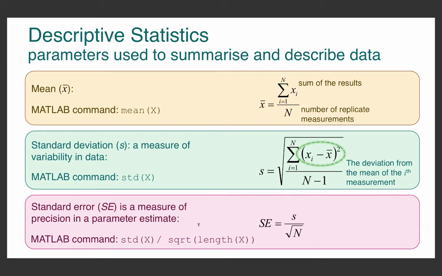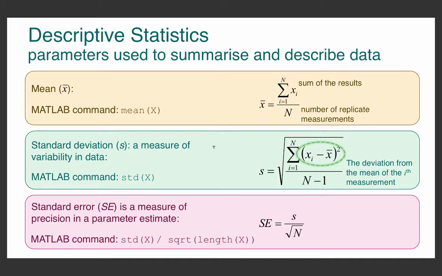Okay, so descriptive statistics. These are numbers that are used to summarize and describe data. You're probably familiar with many of these. You have the mean. If you have some data in, say, a row vector in MATLAB, mean(x) will give you the mean of those, or you can think of this as the average. This is the mathematical formula it is defined by.